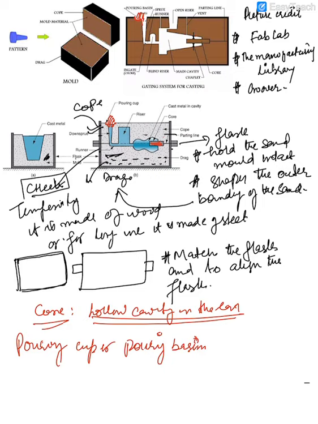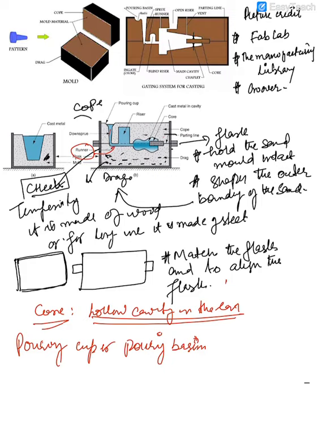After the pouring basin, we have another part called the sprue or down sprue. It is written here as down sprue. It is a passage through which the molten material from the pouring basin reaches the mold cavity. In many cases, it controls the flow of metal into the mold. Another part is called a runner.